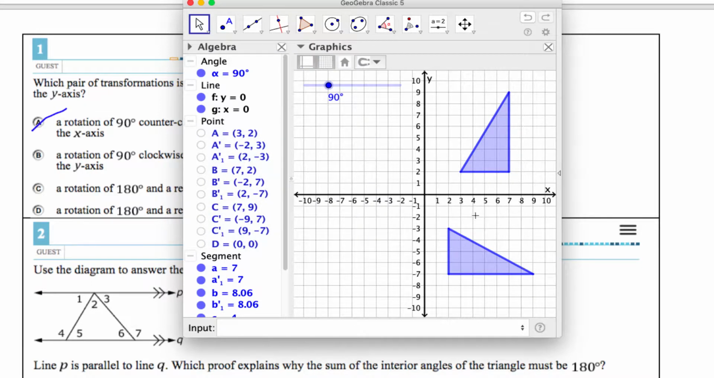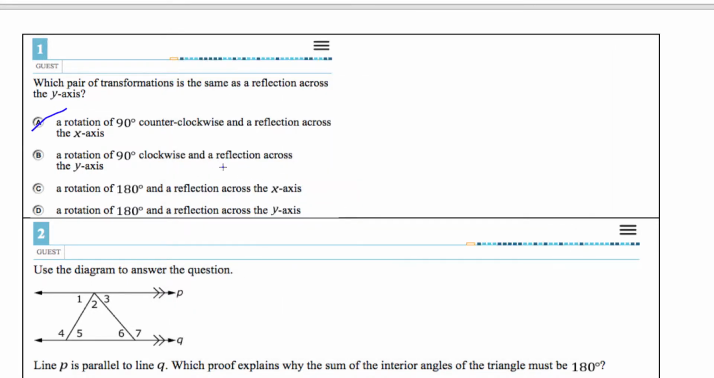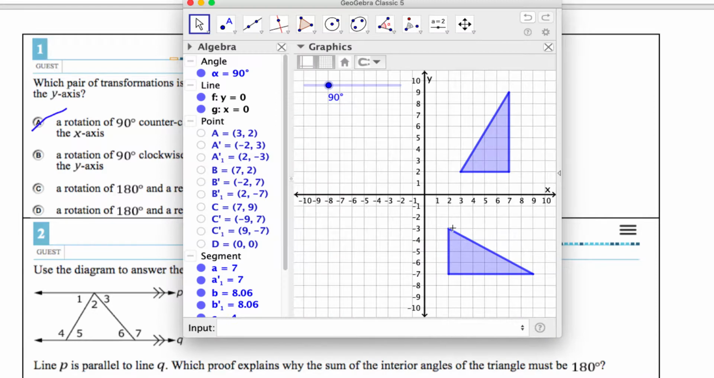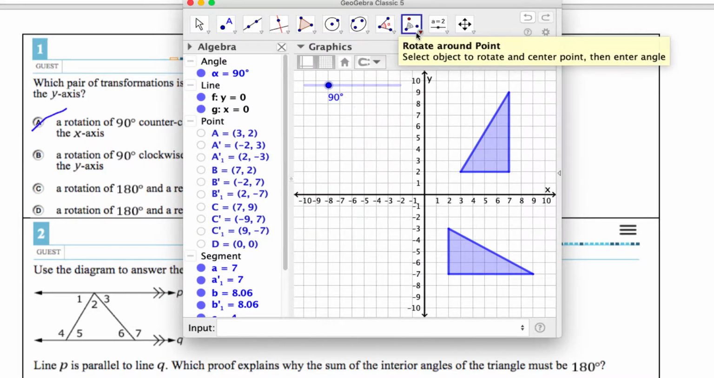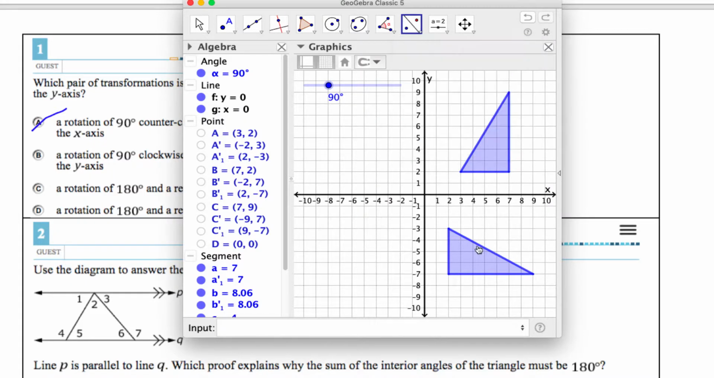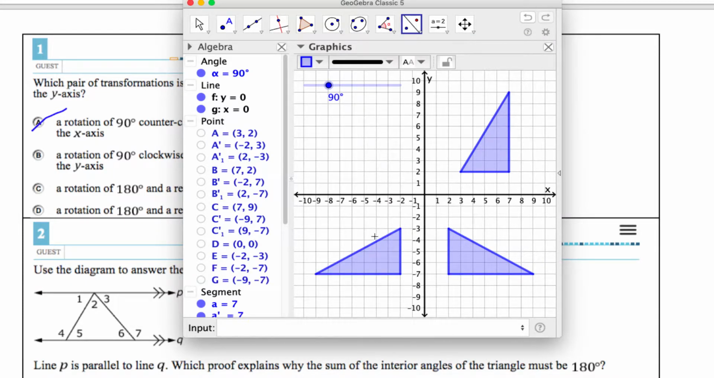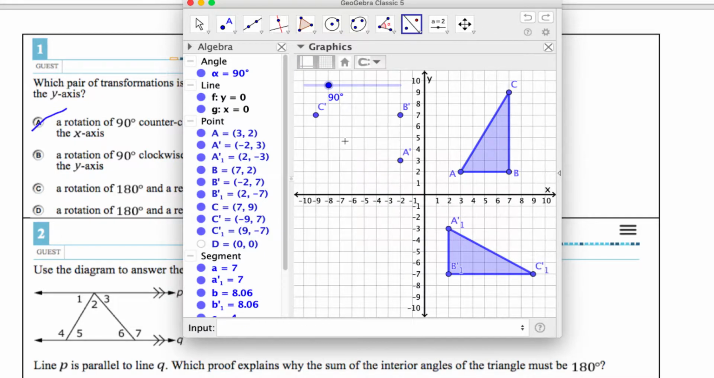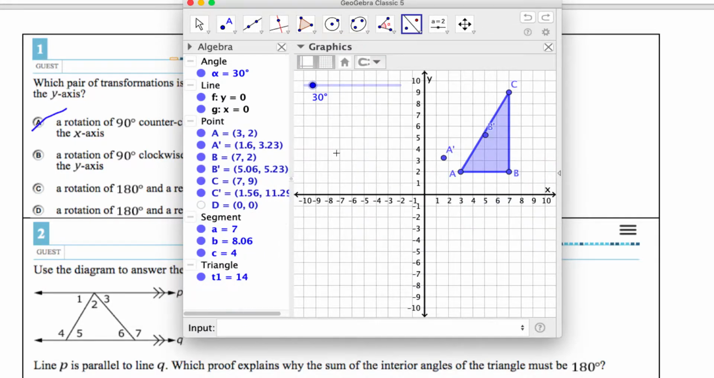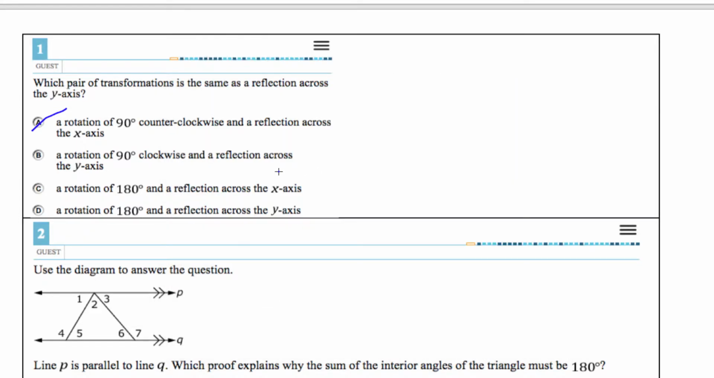If it comes down here 90 degrees and then a reflection across the y-axis, a reflection across the y-axis is going to end up over here. You can see that just by reflecting this about the y-axis, it's going to end over here. Again, we want to have something that ends up right there. Alright, so far that did not work. So it's not B, a rotation of 180 degrees and a reflection across the x-axis.